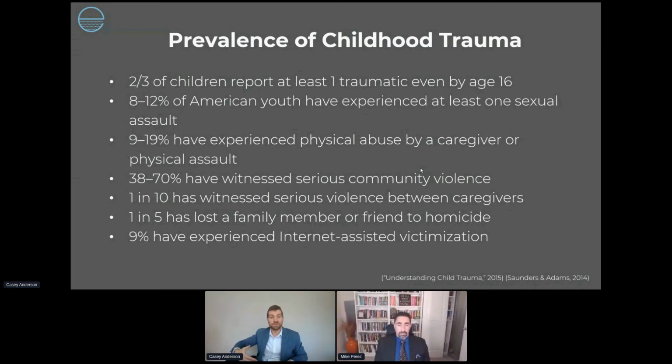So in addition to typically functioning sadness, if there is such a thing, there are more cardinal symptoms like flashbacks, nightmares, things that resemble PTSD. And kind of going back to the last bullet point here, roughly 9% of kids will also say that they have experienced internet-assisted victimization, sometimes referred to in older literature as cyberbullying or online bullying in some shape or form.